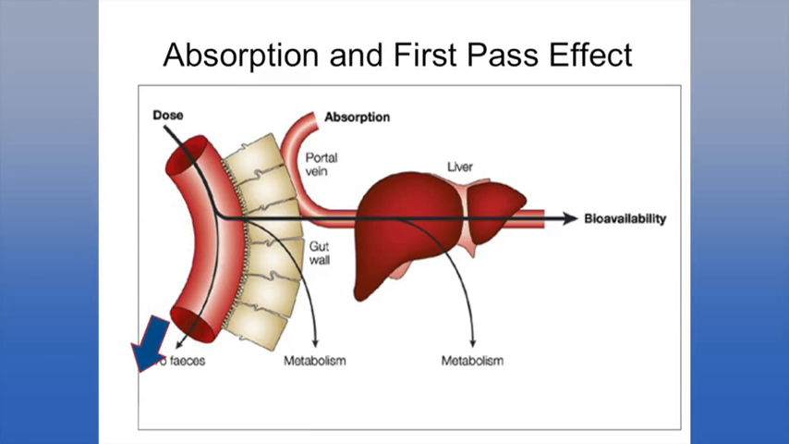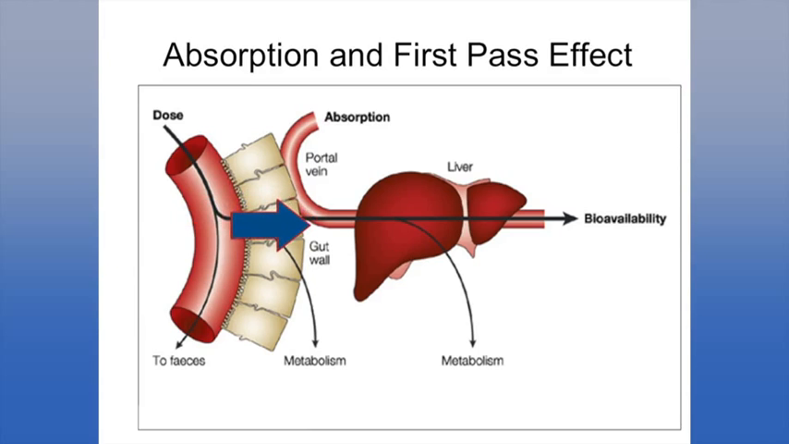A large portion of the drug, you hope, is actually going to be absorbed from the lumen, the opening, of the GI tract into the cells that line the GI tract, and that is these cells here. These are referred to as GI endothelial cells. The drug passes across the endothelial cells and gains entrance to the portal vein.